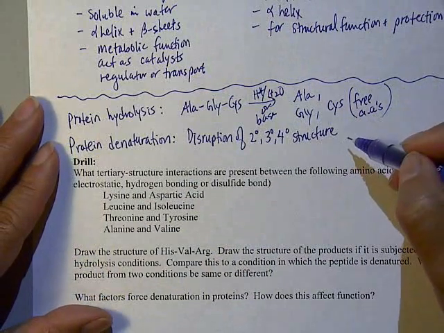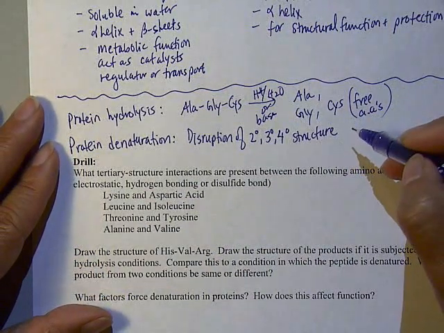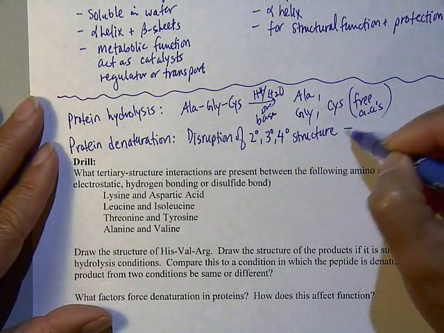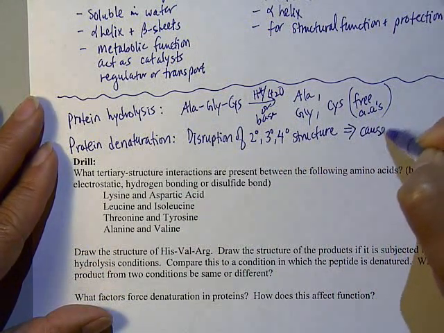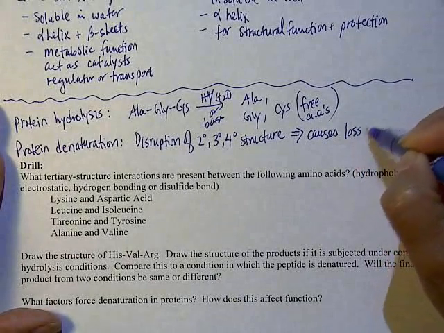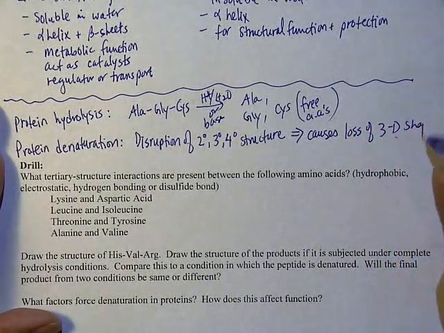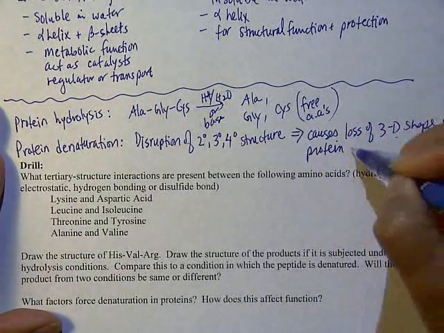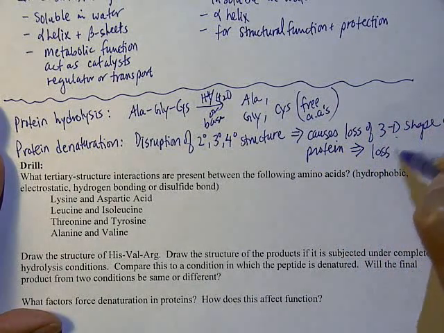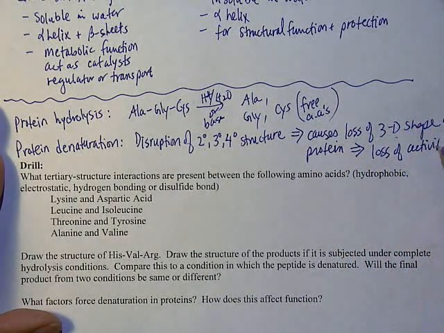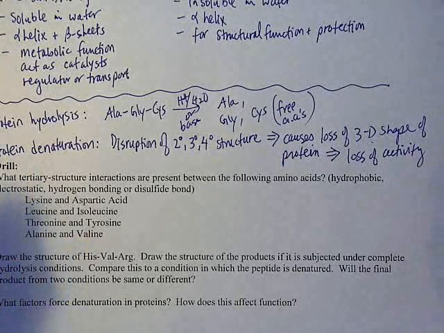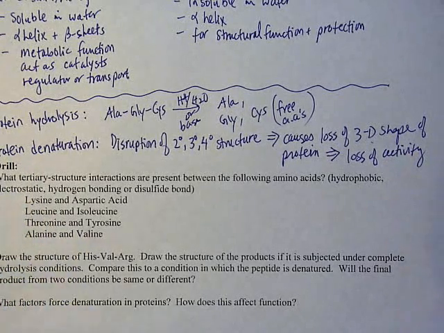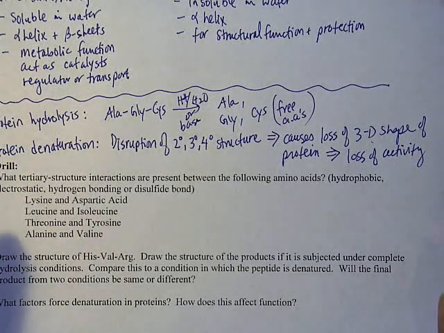This is very, very important, because disrupting the secondary, tertiary, quaternary structure causes loss of 3D shape of the protein, which in turn causes loss of activity for that protein. So this is something you want to avoid in your body, because we want the enzymes to work the way they're supposed to, and we don't want to denature them.